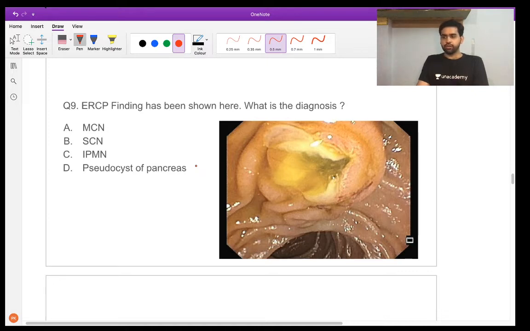I want you to answer, guys. Okay. So is it okay? So what is this? Mucinous cystadenoma, serous cystadenoma, intraductal papillary mucinous neoplasm, and pseudocyst of pancreas. So all these are the cystic diseases of pancreas.